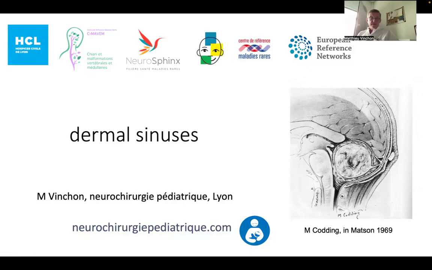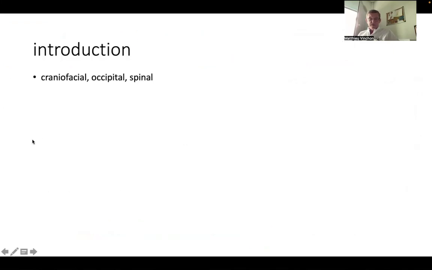Hello again. Our new topic will be the dermal sinuses, which can extend, as you probably know, all along the midline from the upper lip to the sacrum, and present different challenges according to their locations. This image is to pay tribute to Mildred Coding, who was the artist behind Donald Mattson in his famous pioneering book on pediatric neurosurgery. So first, as I said, we shall speak about craniofacial, occipital, and spinal dermal sinuses.